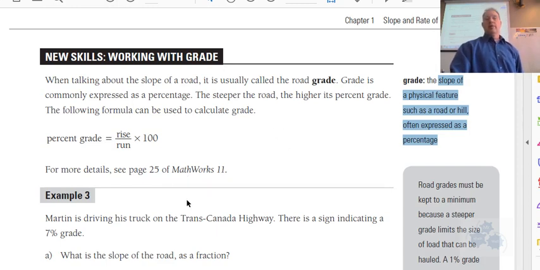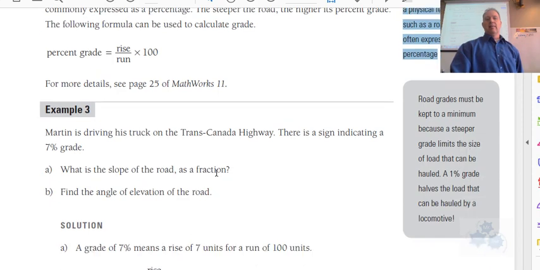So look at this example here. We're talking about Martin driving a truck on the Trans-Canada Highway, and there's a sign that indicates a 7% grade. Now you're thinking 7%, that's nothing. Well, if you've ever driven in the mountains, the steepest parts that you would probably run into in most highways through the mountains is probably like 7 or 8%. That's the super steep stuff. Now obviously there's more than that, but not much more than that.